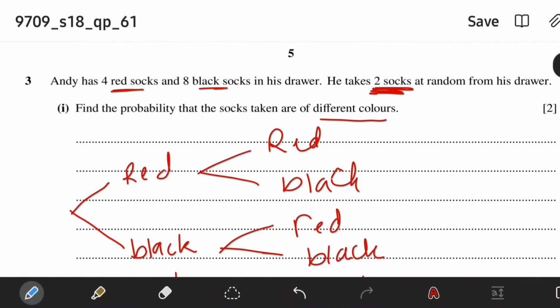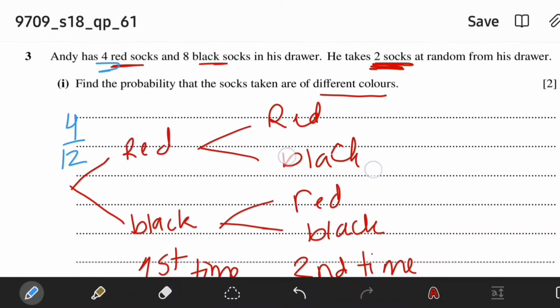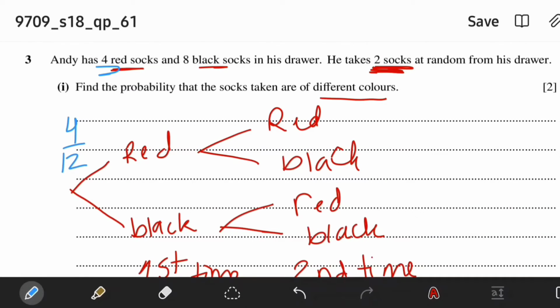So for red, what is the probability? The total number of socks is 12. So red's probability would be 4 over 12, since there are 4 red socks and the total number of socks is 12, which is 4 plus 8. What would be the probability of picking a black on the first attempt? That would be 8 over 12.